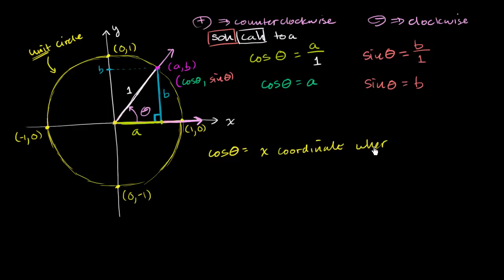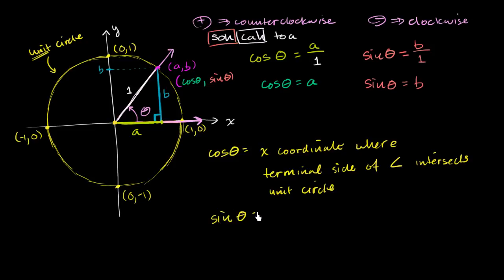where the terminal side of our angle intersects the unit circle. And why don't we define sine of theta to be equal to the y-coordinate where the terminal side of the angle intersects the unit circle. So essentially, for any angle, this point is going to define cosine of theta and sine of theta.